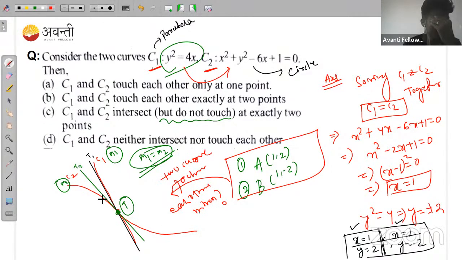कब करते हैं? जब at the point of their touchability. Okay, there what will happen? The tangent, if you draw the different tangent for different curve, you get the same flow. You get the same flow. Correct?